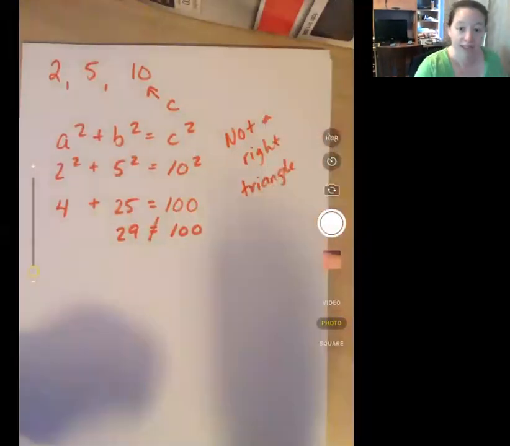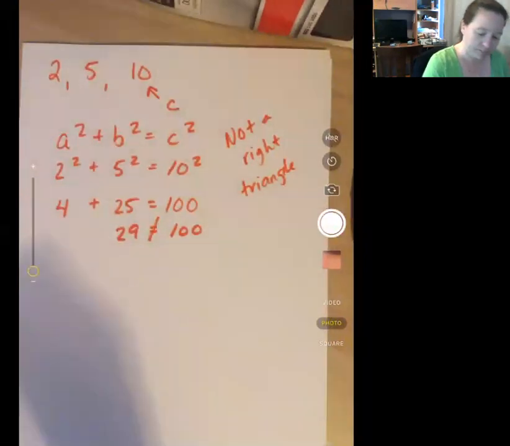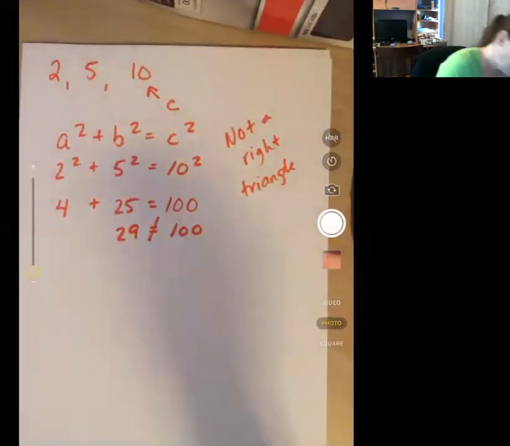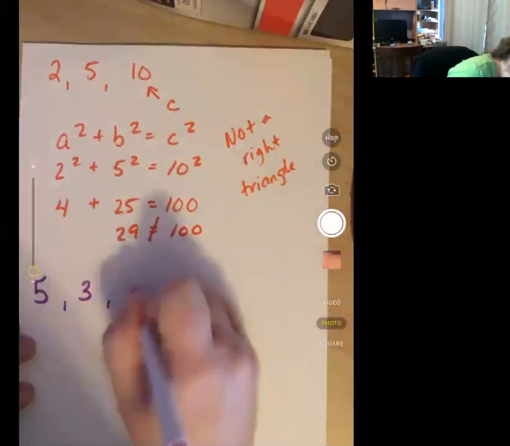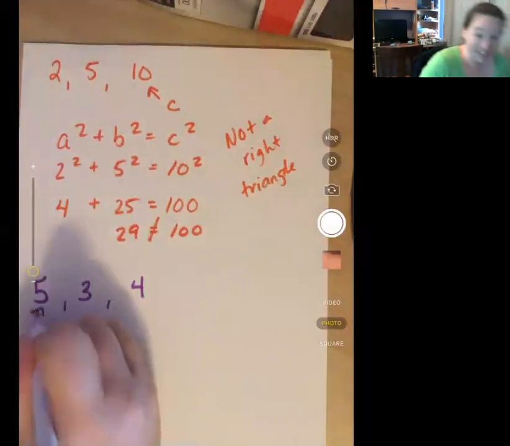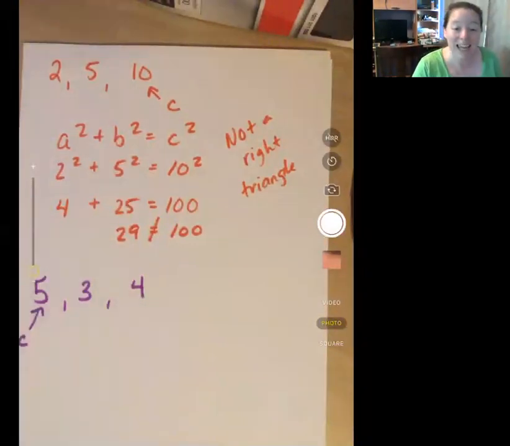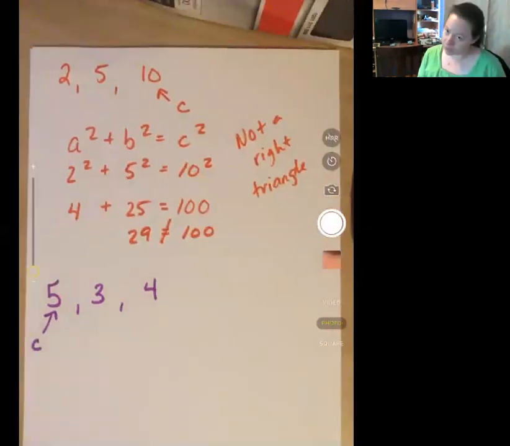Okay, let's try this one. 5, 3, and 4. The 5 is the largest number, so that is C. I do not care that the 5 comes first when I listed off the numbers. That makes no difference whatsoever. 5 is largest, so 5 is C.